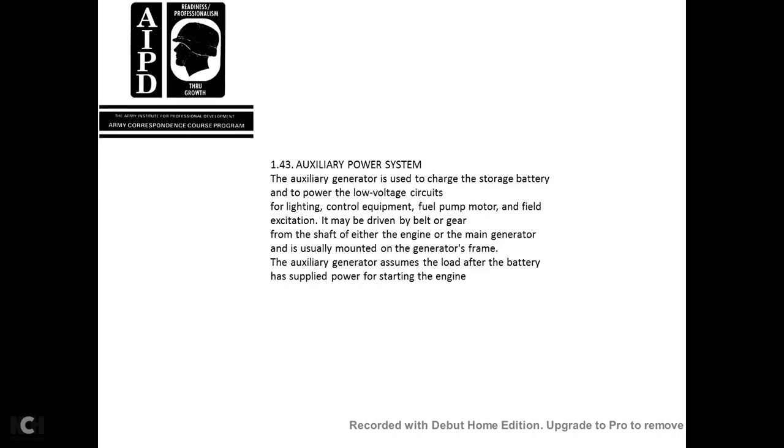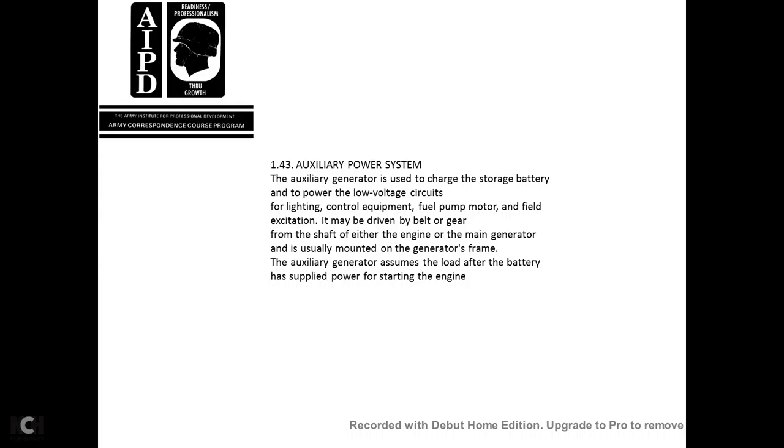Auxiliary power system. The auxiliary power generator is used to charge the storage battery and supply power to low voltage circuits for lighting and control equipment, the fuel pump motor and the field excitation. It may be driven by belt or gear from the shaft, either from the engine or the main generator. It is usually mounted on the generator's frame.